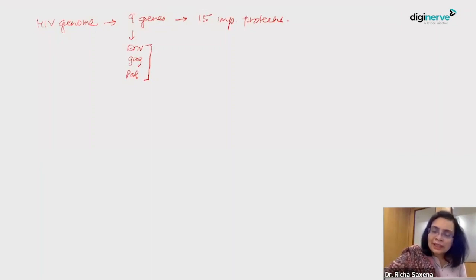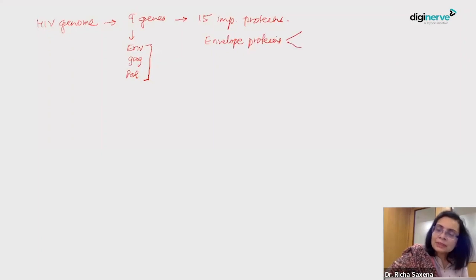And the proteins which are formed as a result of these 9 genes in the virus include... The microbiology aspect of the HIV virus is very important for people who are attempting Part 1. So please stay tuned to this. The important proteins include the envelope proteins.